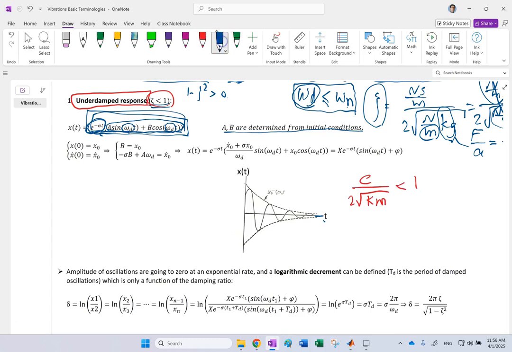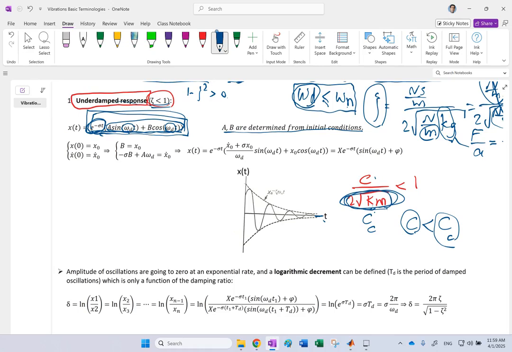By the way, in some textbooks, they call this guy here C critical. So they say C is less than C critical. C critical is this number, 2 square root km. When your damping is less than damping critical, your response is underdamped. So if somebody says critical damping coefficient, C critical, that is this denominator, 2 square root km. Okay, I just want you to know that notation just in case.